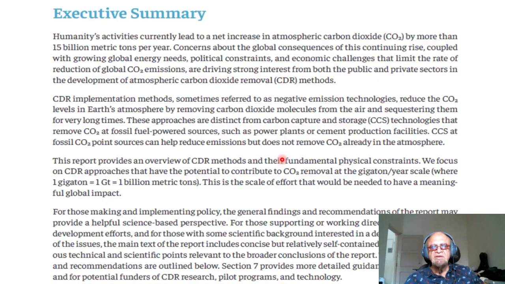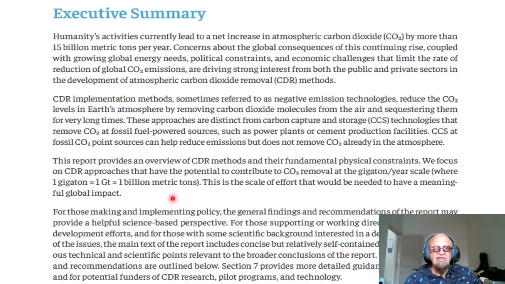These approaches are distinct from carbon capture and storage technologies that remove CO2 at fossil fuel powered sources such as power plants or cement production facilities. CCS at fossil CO2 point sources can help reduce emissions but does not remove CO2 that has already been thrown into the atmosphere. Residence time is multiple centuries, so we have to take it out.